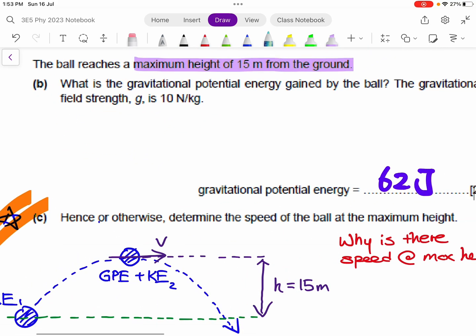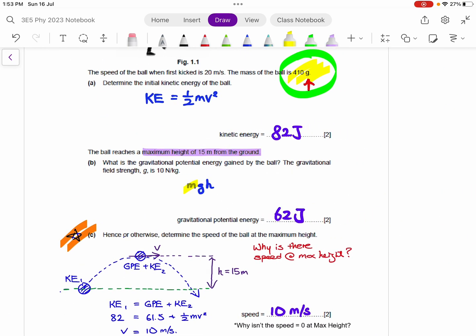So here, although as ridiculous as it is, many of you still attempted the question. Thank you very much. And to solve it is quite straightforward. You just need to apply mgh. Just remember the mass here must be converted into kilogram.